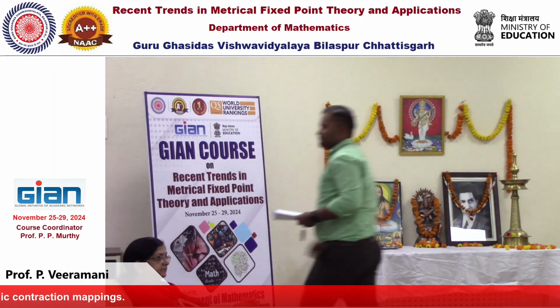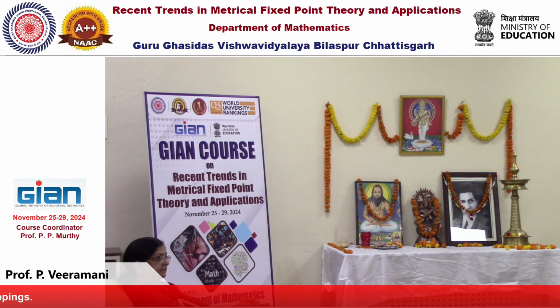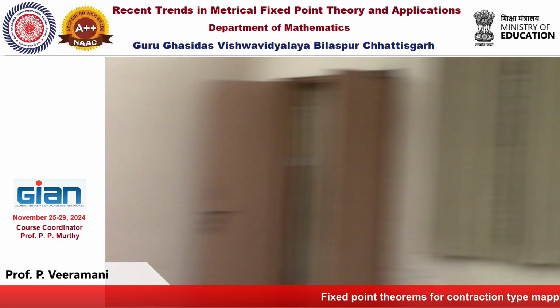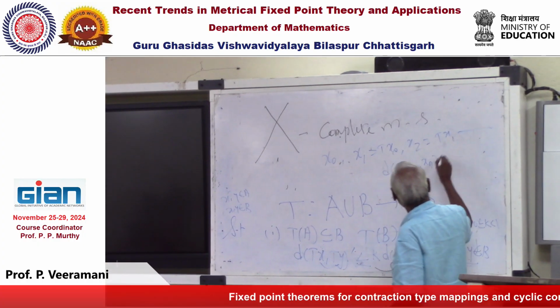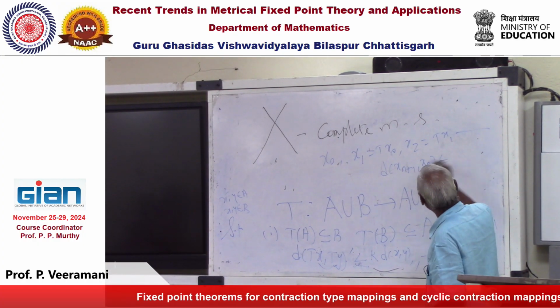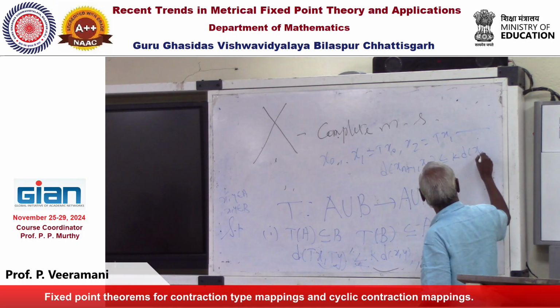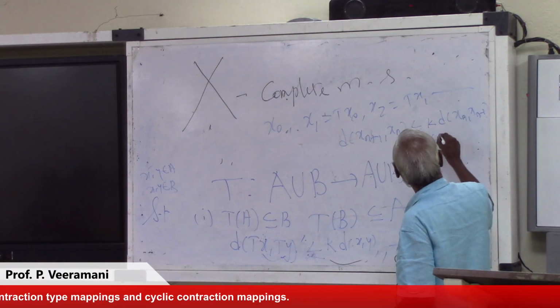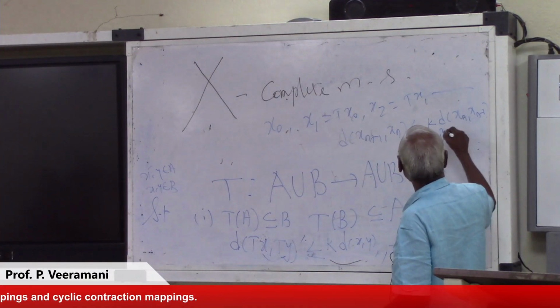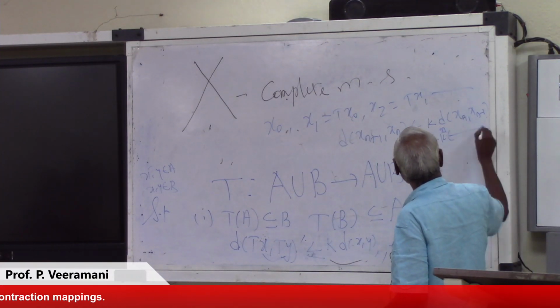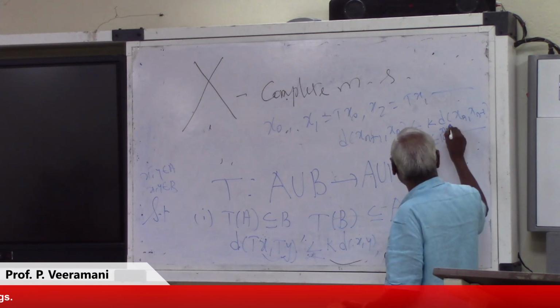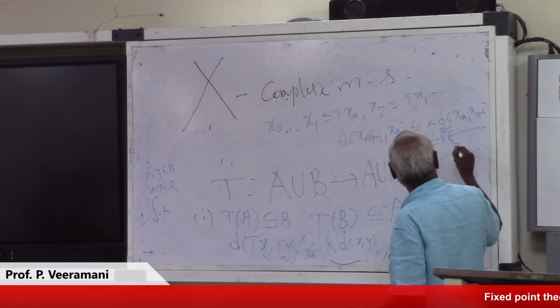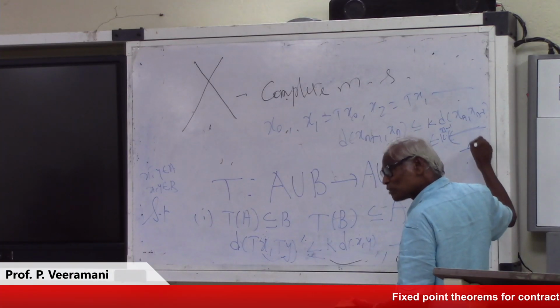We'll start with x naught from the domain, then x1 is T x naught, x2 is T x1, like that. Then what we are going to prove is that the distance between x_{n+1} and x_n is less than or equal to some k times the distance between x_n and x_{n-1}, like that. Then k squared times the distance, some k power n minus 1 or something like this. Then here it is less than or equal to some constant.